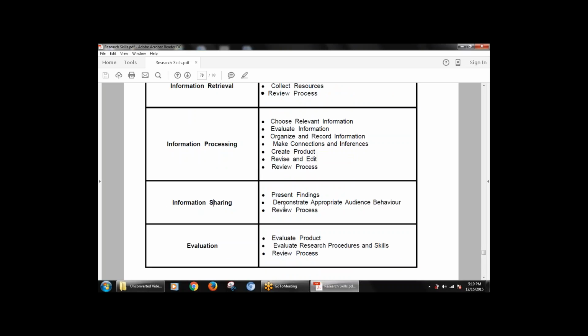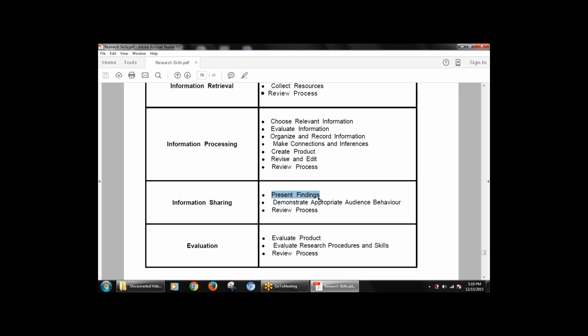Then in the information sharing, present the findings. That means whatever the findings are, they are presented to the audience and the information will be shared. This is one of the most important skills for creating research skill: present the findings. Then demonstrate the appropriate audience behavior, that is, display the appropriate audience behavior. That is the information sharing. Then there is a review process.